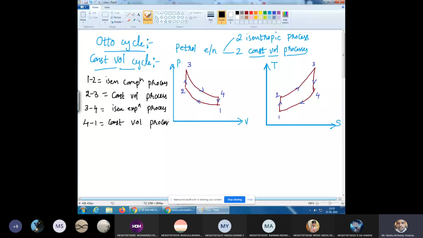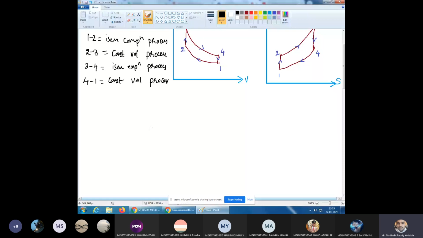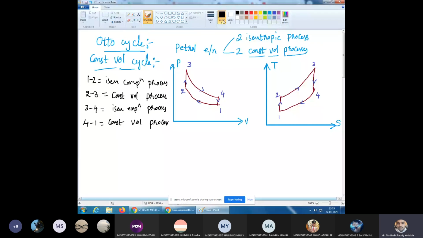So basically, in order to produce power, any engine, that may be petrol engine or diesel engine, it has to undergo 4 sequence of operations. So there are suction, compression, expansion or power, exhaust. If an engine completes these 4 sequence of operations, then we will get power.